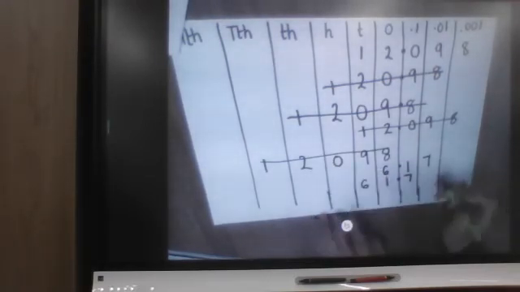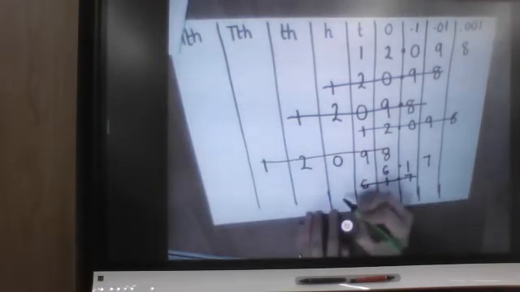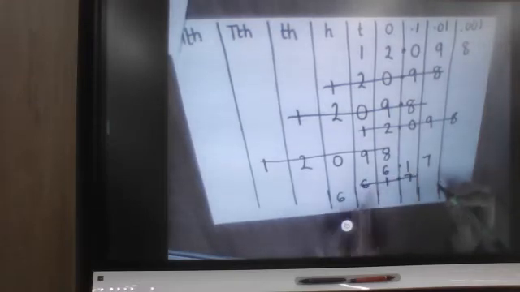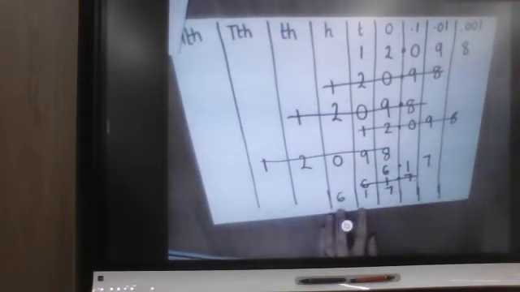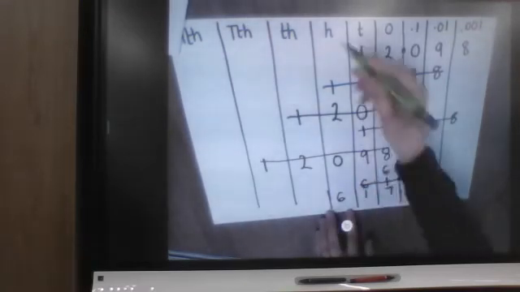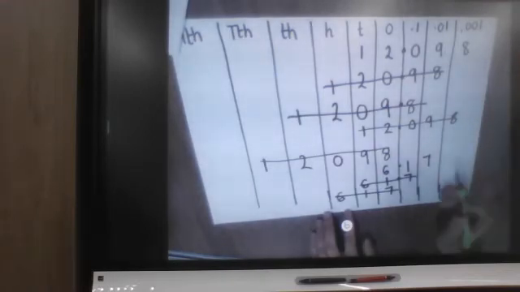Okay, so then multiply by 100, it needs to move 2 places. So 1, 2. Okay, and so I've got 617. Then the next one is by 1,000.